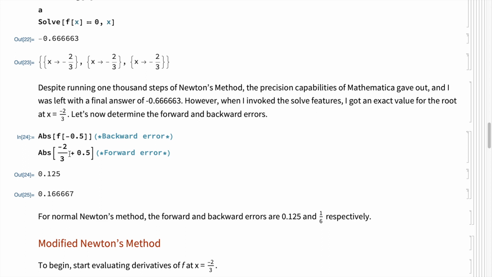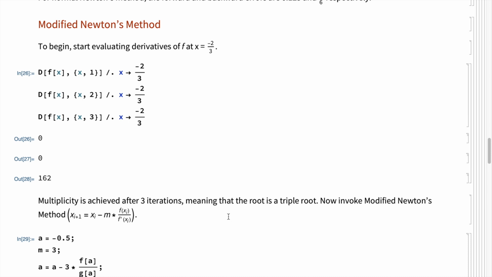When we do that, we find that the results are 0.125 and 0.166 repeating for the backward and forward errors respectively. And so for Newton's method, the backward and forward errors are 0.125 and 1/6 respectively. Modified Newton's method. To begin, start evaluating derivatives of f at x equals -2/3. When we do this, we find that the first non-zero derivative of f at x equals -2/3 is the third derivative, which yields a result of 162.